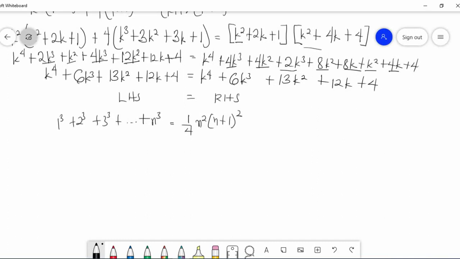So we have proven through some 5 numerical examples the concept of the principle of mathematical induction.